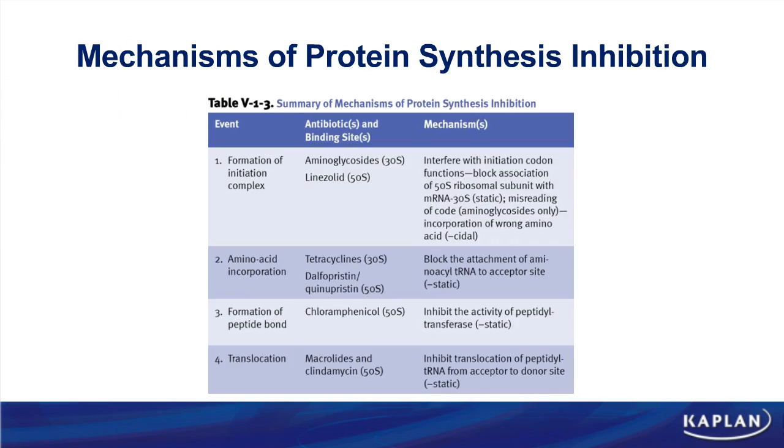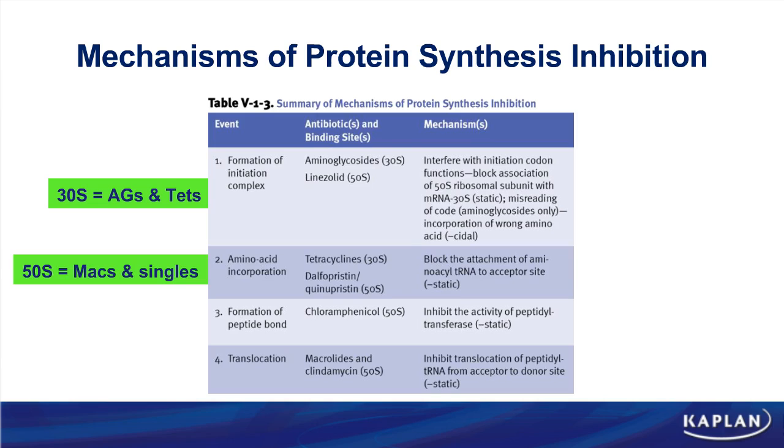This table also does a nice job of summarizing the mechanisms of our protein synthesis inhibitors. But as we look at the table, the first thing I want to cover is how to divide the protein synthesis inhibitors into 30S versus 50S drugs, because that could also be the basis of a test question. 30S drugs are aminoglycosides and tetracyclines. The 50S drugs are the macrolides and what I call the singles.